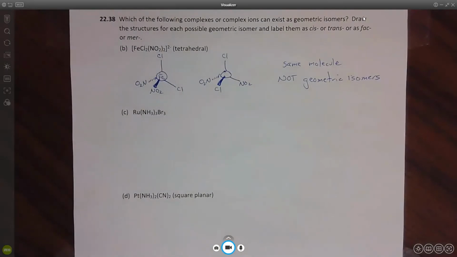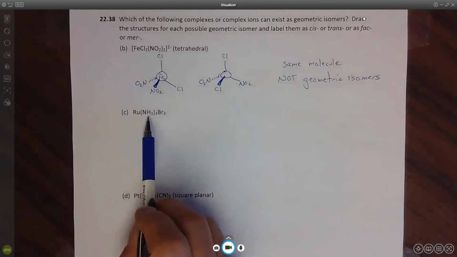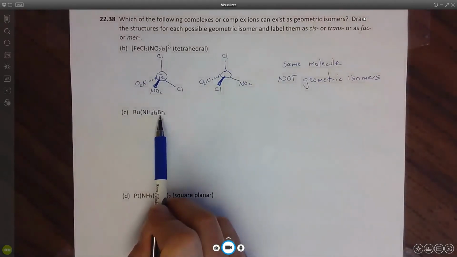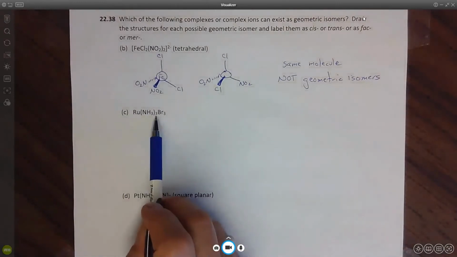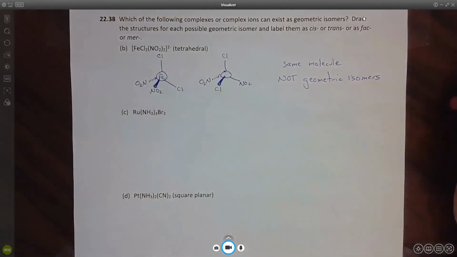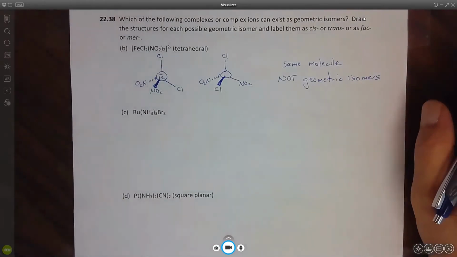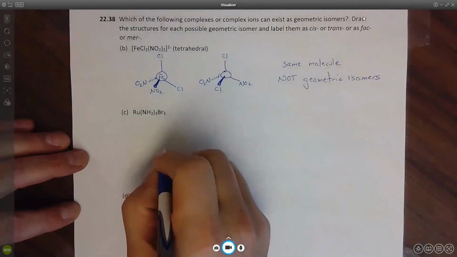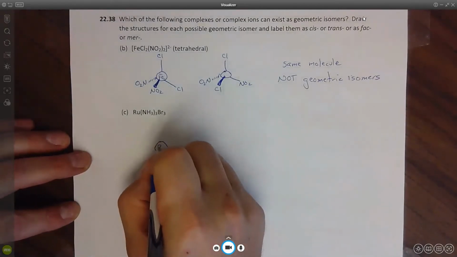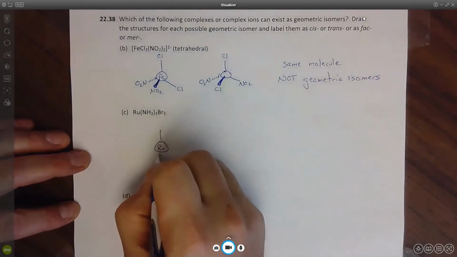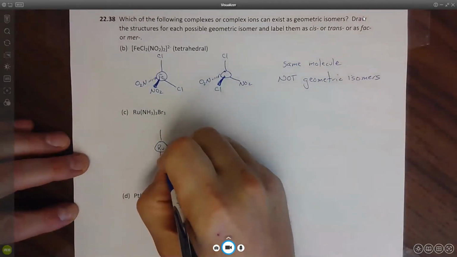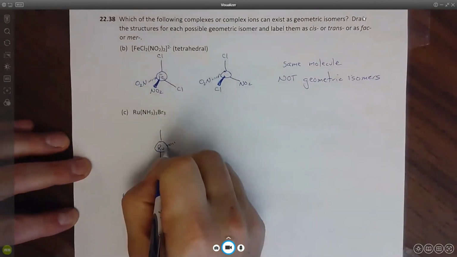Okay, next let's try 38C. So we have a ruthenium with 3 ammonia, each being monodentate, and the bromine being monodentate, and there's 3 of them. So that means there's going to be 6 coordinate covalent bonds. And if we have 6 coordinate covalent bonds, that means we're going to have an octahedral structure. So again, we're going to draw that central atom, which will be our ruthenium. There'll be one up, one down, and then again in this plane, there's going to be 4, which are square planar, and we will represent that like this.